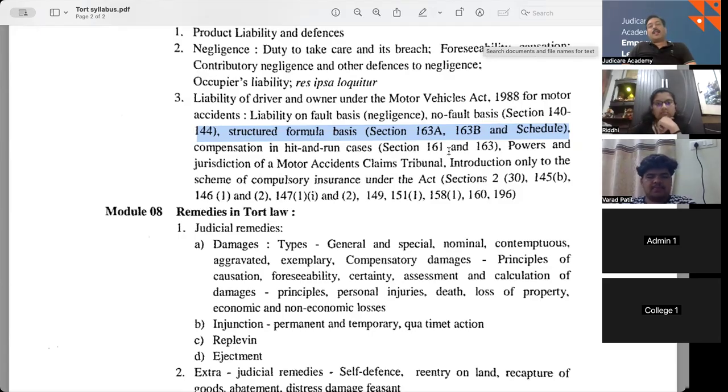So why has this been done? Of course, this is a structured formula basis with related sections, but this is a liability on a no-fault basis in motor vehicle accidents. Why is it kept that way? Because unless you keep it that way, the person who has met the accident, who has suffered or who has died, will have to wait for a long time, sometimes years, to prove who was at fault. And it is very difficult to prove in motor insurance situations who was at fault.